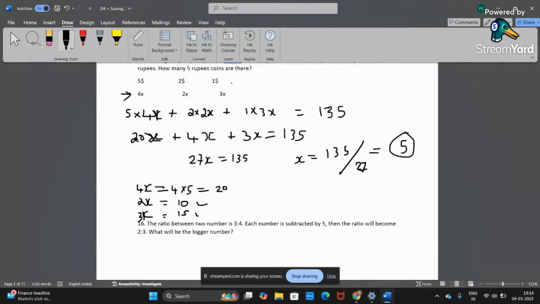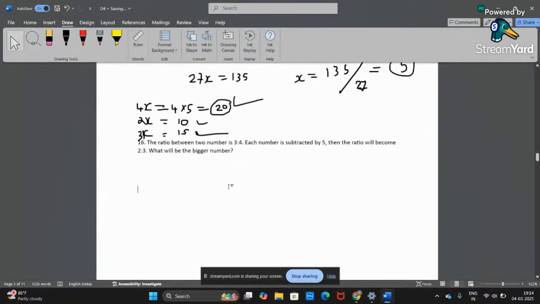So they told to find how many 5 rupees coins are there. That means 20 five-rupee coins are there. If they ask to find for 2 rupee coins, then it is 10. If they ask for 1 rupee coins, then it is 15. Okay, now let's move on to next one.